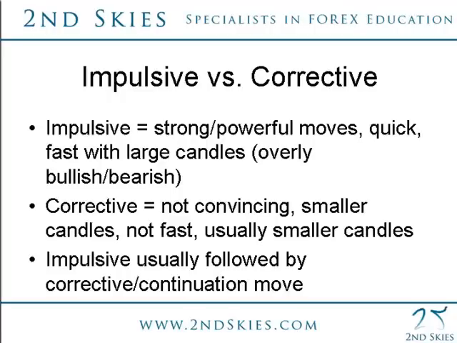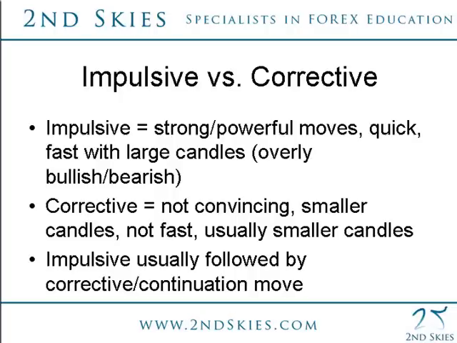So what is an impulsive move? It's a move that is very strong, very powerful, quick, and fast. They're usually the larger candles in the entire series of candles, no matter what time frame you're looking at. It also means that it's generally overly bullish or overly bearish, meaning a lot of candles in a particular order. There's just a lot more of them. So it's either heavily bullish or heavily bearish, and we'll go over some chart examples.